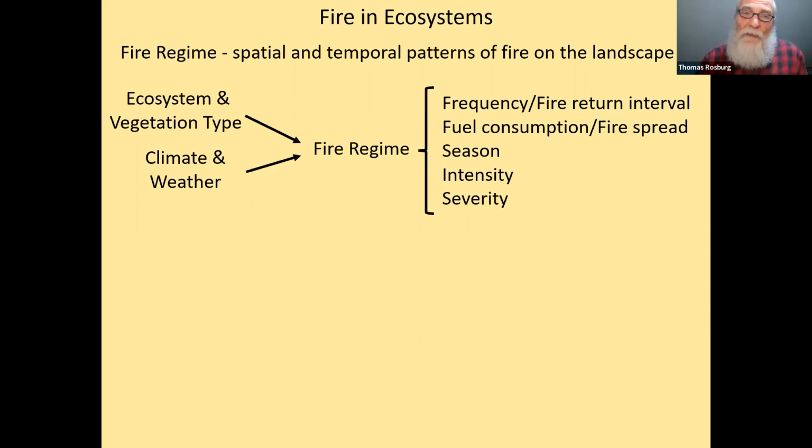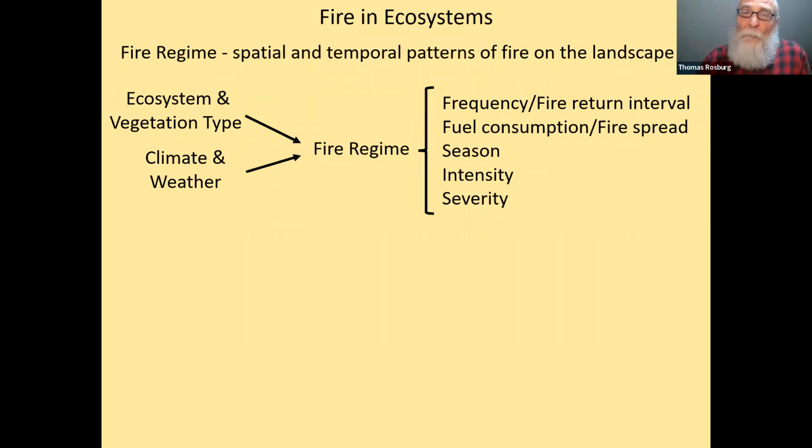It's also a manifestation of the ecosystem and the vegetation type, which of course is also related to the climate. So climate affects this, as well as the climate and weather itself is affecting the presence of fire. Both of these together again create this thing we call the fire regime, which is just, again, the way fires typically occur on a landscape.